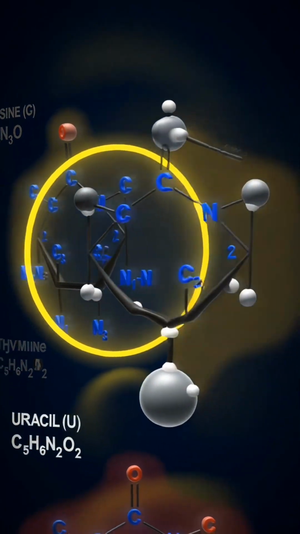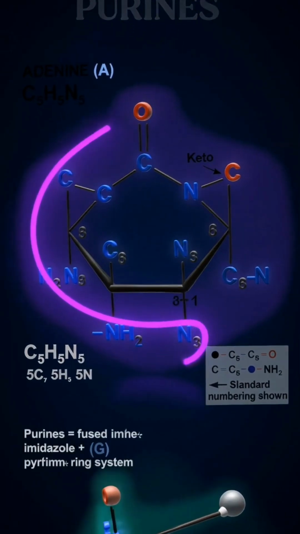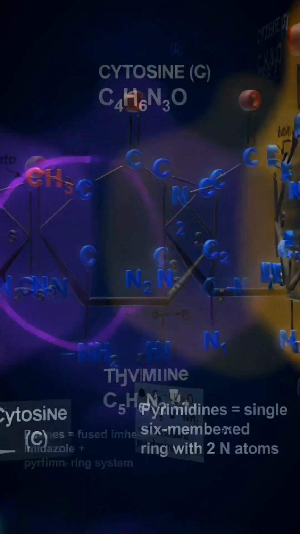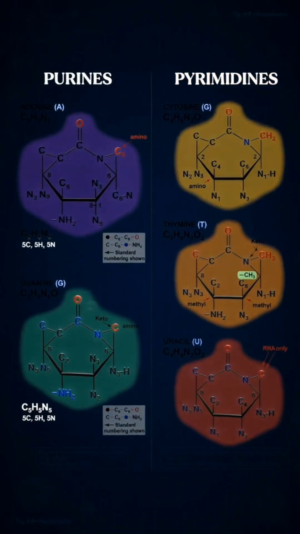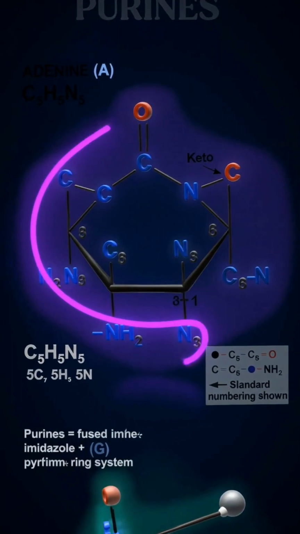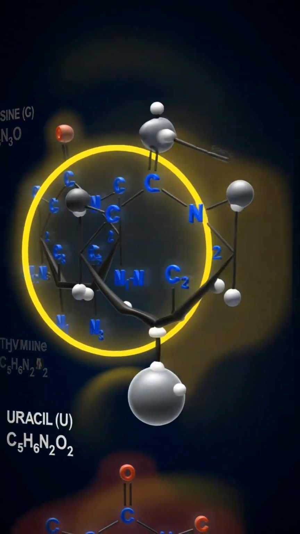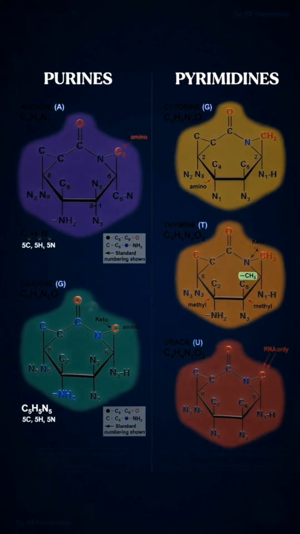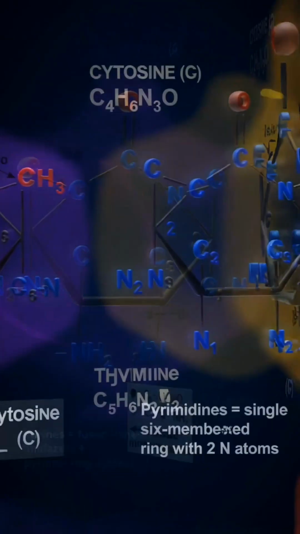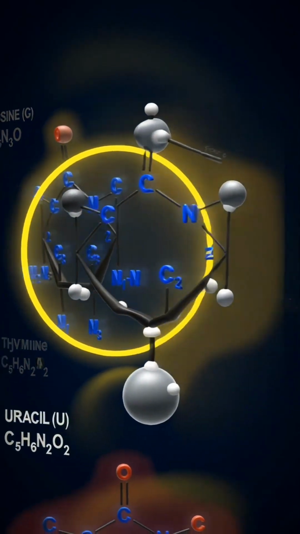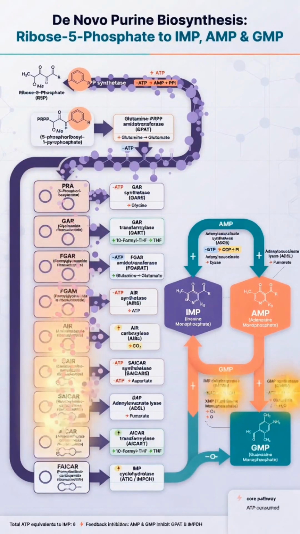The nitrogenous bases are classified into purines and pyrimidines. Purines have two fused rings and include adenine and guanine, while the pyrimidines possess a single ring and include cytosine, thymine, and uracil. Understanding this structure will help you very well in understanding metabolism. In other words, understanding this structure is essential because their metabolism differs significantly.